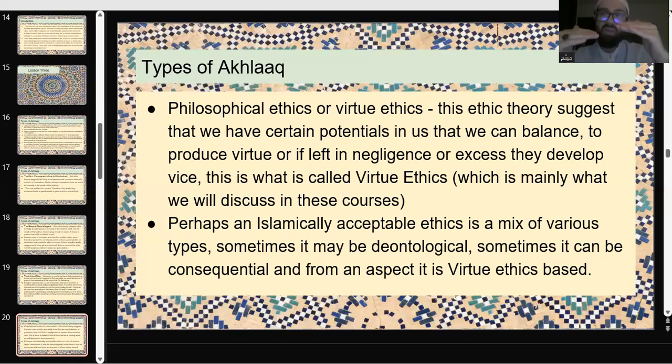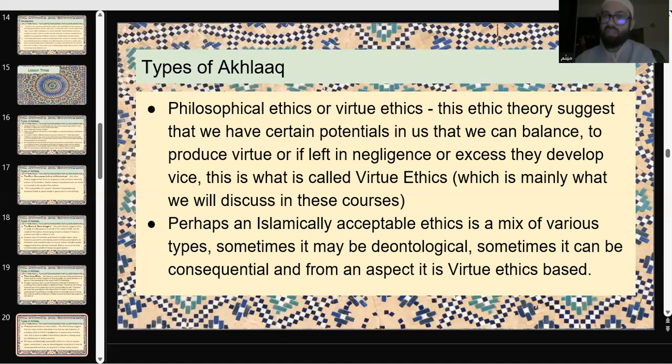If it's in the middle, it's virtue. If it goes up in excess, it's a vice. If it goes down into negligence, it is a vice. So this theory suggests that we have some of these faculties in our soul for some important virtues, that if we don't have them balanced right, we will have vices. This is what is called virtue ethics, which is mainly what we'll discuss in these courses.